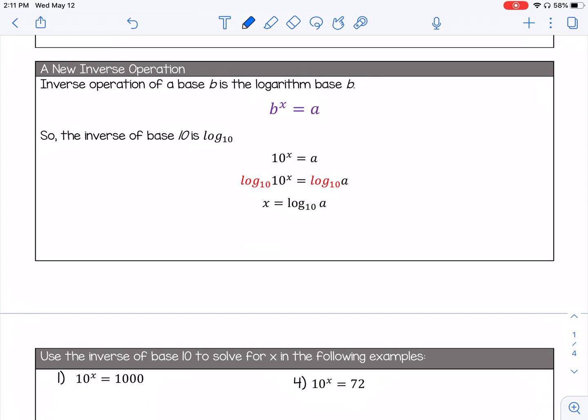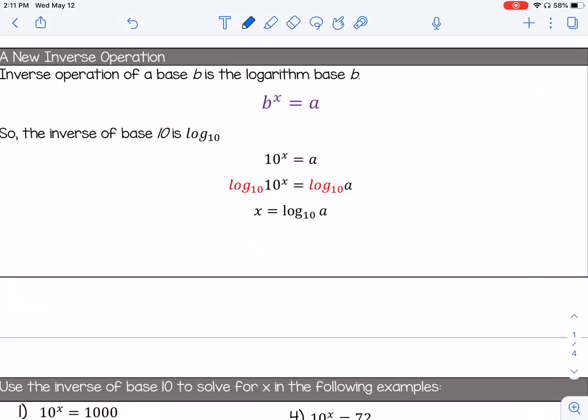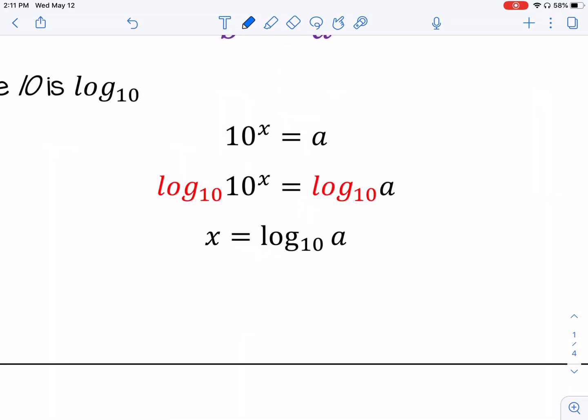Well, how do I use the inverse to get that x all by itself? This right here in red. You take the log base 10 of both sides, and what you do to one side, you do to the other side. So in your notes, I'm going to have some markers for us. I want you to put a box. It's red for me, but it's going to be black for you. So I want you to put a box of the same color so you can see what's happening there.